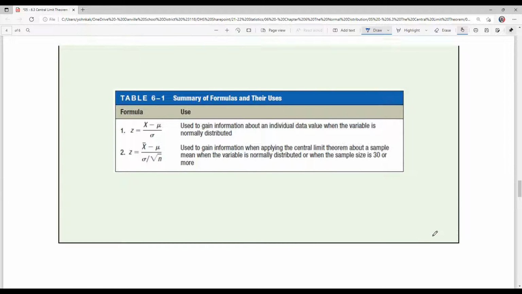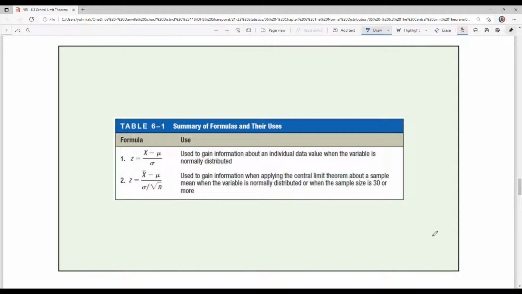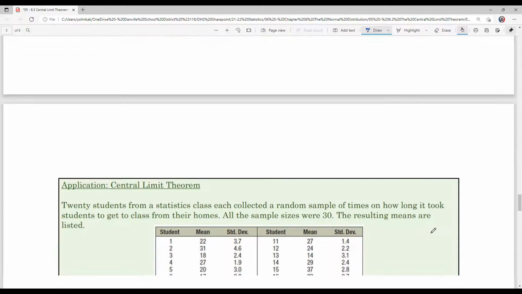All right, so this page right here just has a summary of the different formulas, when to use square root n and when not to use square root n when you're deciding how to find the z-score.